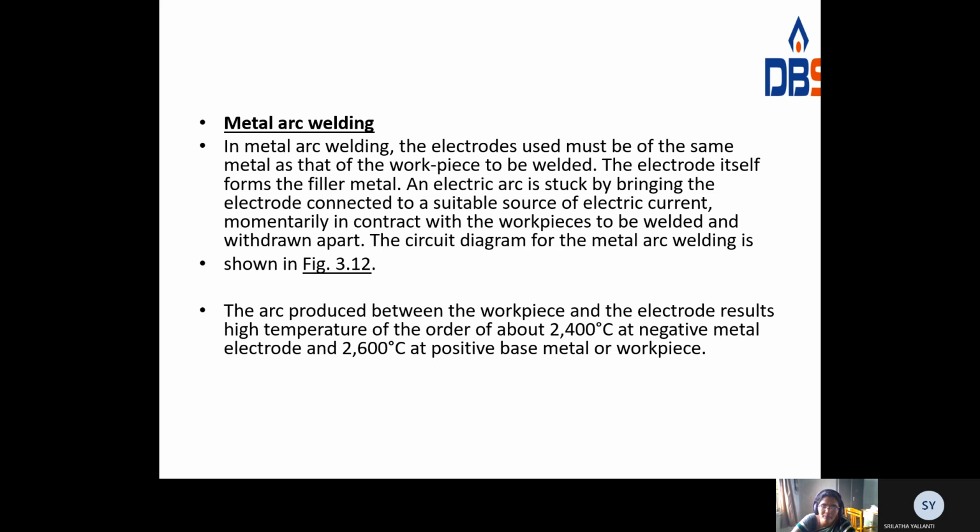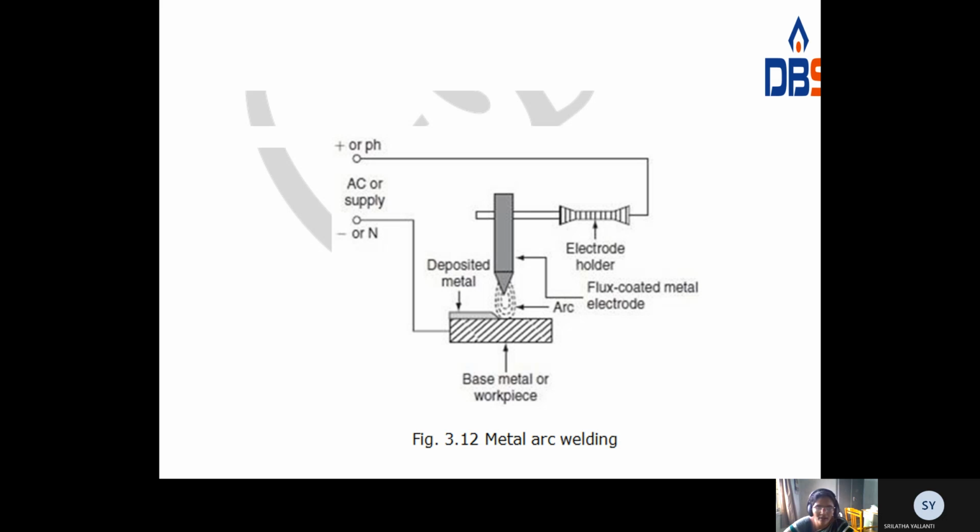An electric arc is struck by bringing the electrode, connected to a suitable source of electric current, near the work. See the diagram, you can understand. This is the electrode, and this is the electrode holder, because you use it to hold the electrode. This is the base metal. To the base metal and the electrode you give a single phase AC supply or DC supply. For arc welding you can use any supply, either AC or DC.